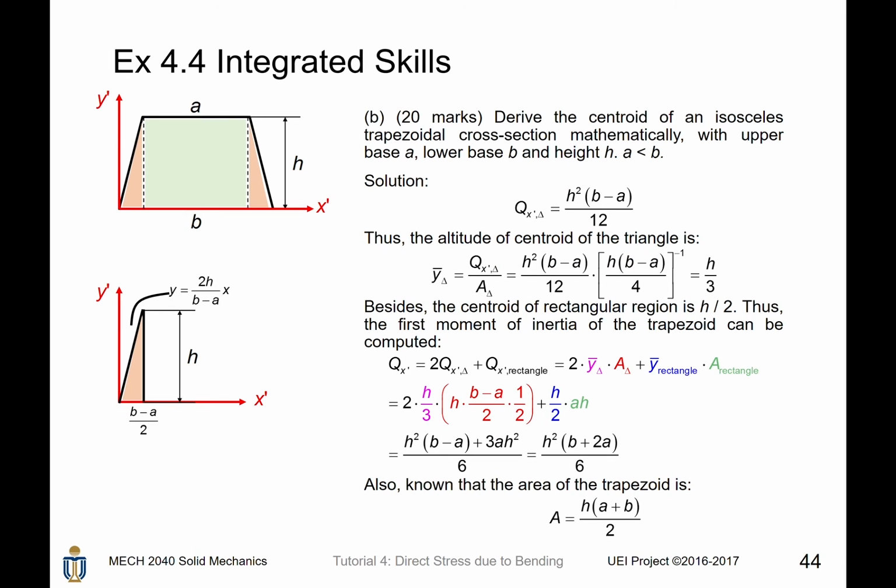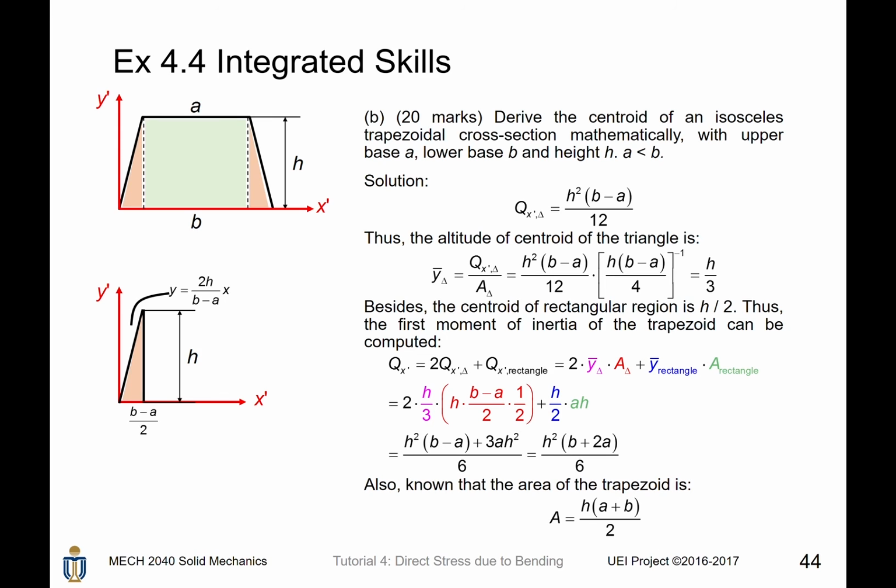Finally, you consider the area of this tiny triangle. You find that the altitude of the centroid is given by h divided by 3. That means the average value of y for the triangular shape is h divided by 3. Then we combine the result of the first moment of inertia of the triangle with the result of the first moment of inertia of the rectangle. We assemble all those components together to get a complete trapezoid.